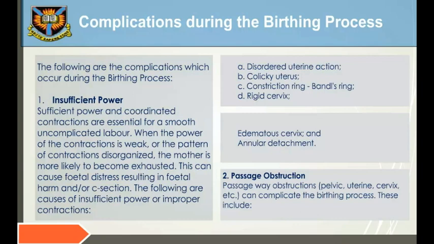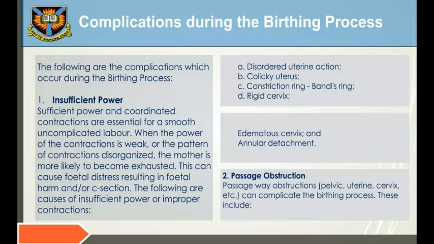The following are causes of insufficient power or improper contractions. A. Disordered uterine action. B. Colicky uterus. C. Constriction ring, Bandl's ring. D. Rigid cervix, edematous cervix, and annular detachment.